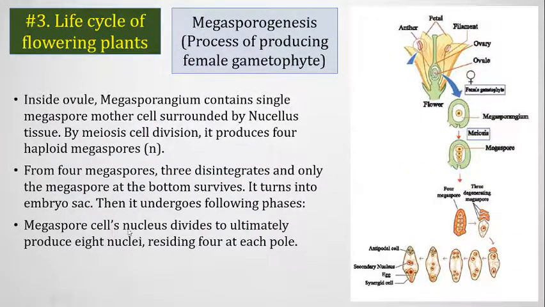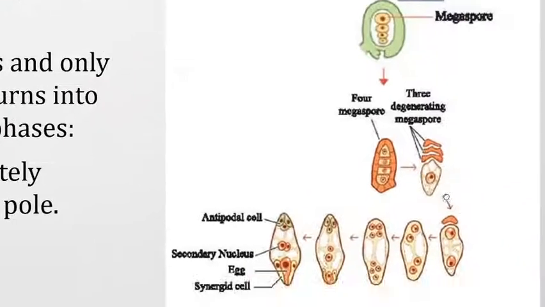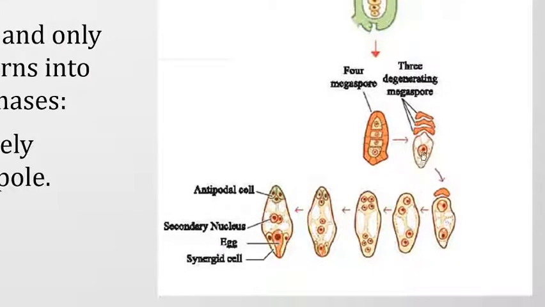The megaspore cell's nucleus divides to ultimately produce 8 nuclei by mitosis, with 4 at each pole. What happens is that inside this embryo sac there is only one single nucleus. This single nucleus divides mitotically to produce at first 2 nuclei, then 4 nuclei, and then 8 nuclei. So here we see that at the 2 opposite poles of the embryo sac, there are 4 and 4 nuclei located.